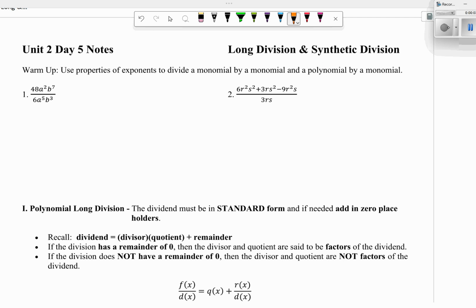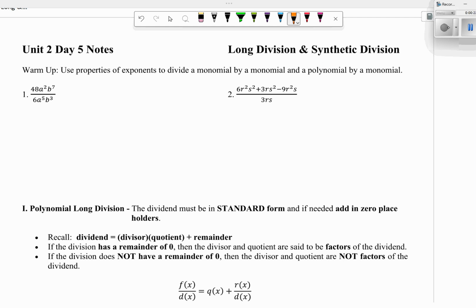Today we're going to talk about long division and synthetic division, which is something that we did last year, so this is just review. We can use the properties of exponents to divide a monomial by another monomial term, which means, remember, monomial is one term, and a polynomial by one term, or a monomial.